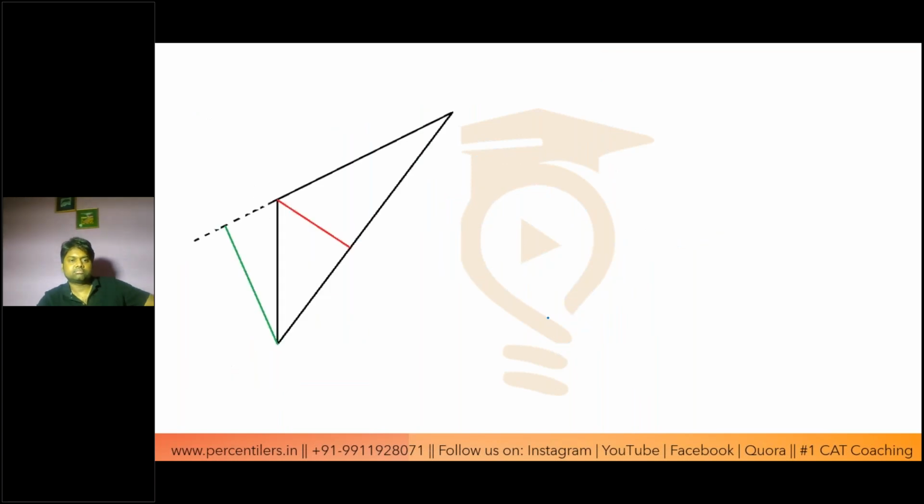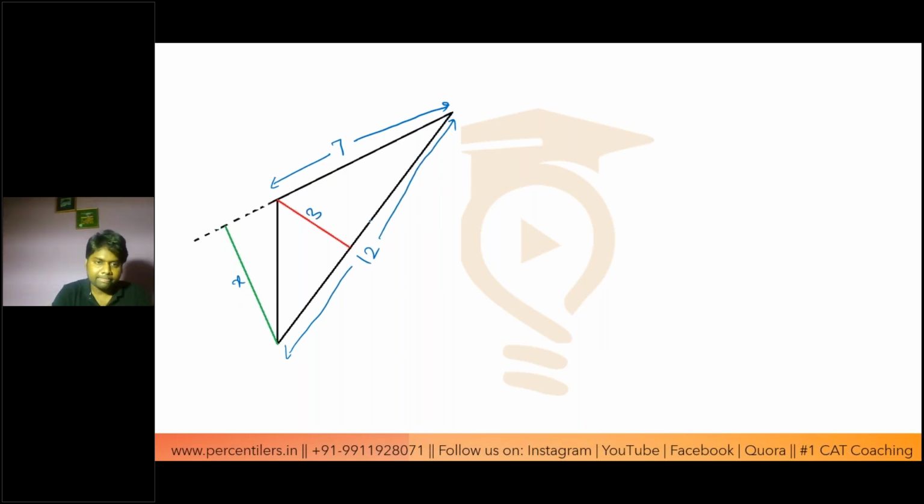Okay, next one. ये tough है भाई question. मैं बताता हूँ. This is 3, this is 7, all in centimeters. Okay, and this is 12. You have to find the length of the green line segment. Given that this is 90, this is 90.